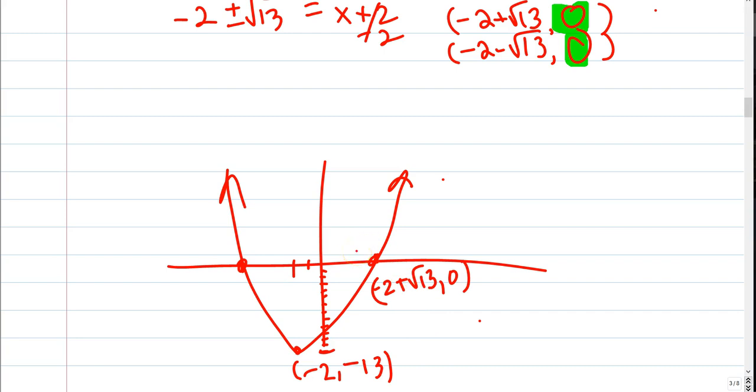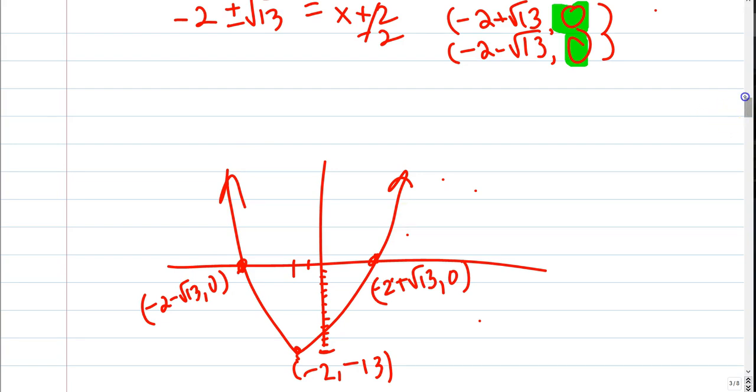I'm doing kind of a sketch. And this would be what? Negative 2 minus square root of 13. And this is everything I need to know about this graph. I know the intercepts, I know the zeros, I know the vertex, and I know it opens up. And all three of them match.